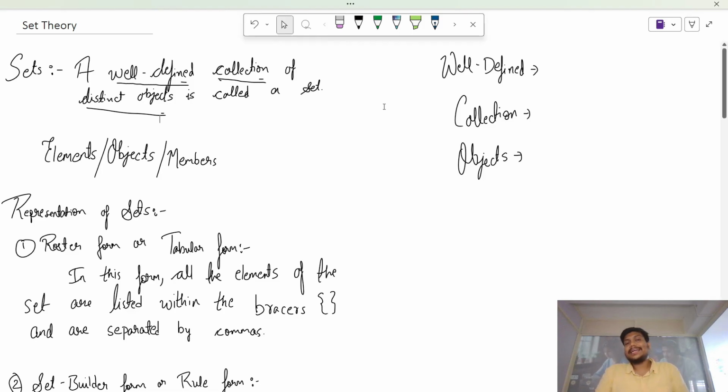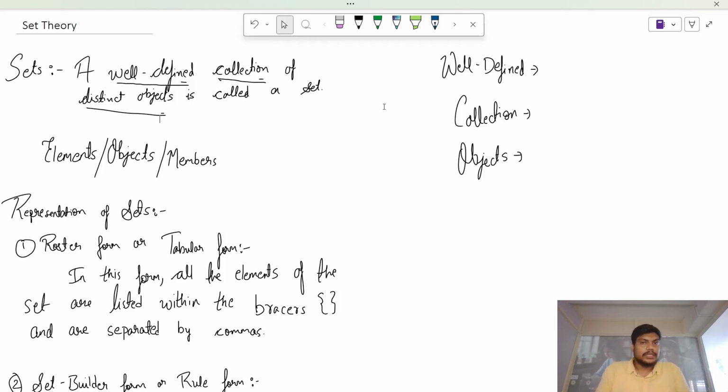A well-defined collection of distinct objects is called a set. Here in this definition, I have marked some words: well-defined, collection, and distinct objects. We are supposed to understand the meaning behind these three words to understand the proper meaning of the word set. So first thing is collection. What do we mean by collection? A group of things, a group of people. Here we are making a collection of distinct objects. Distinct objects means different objects.